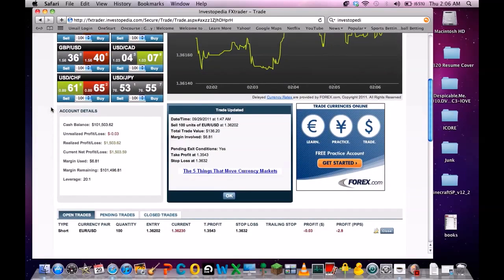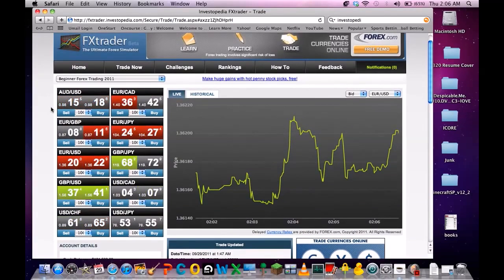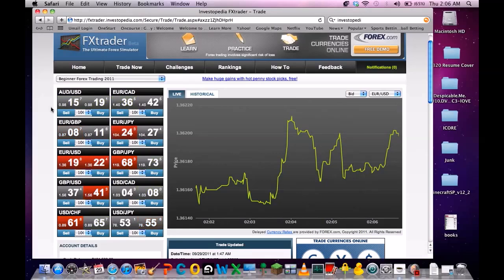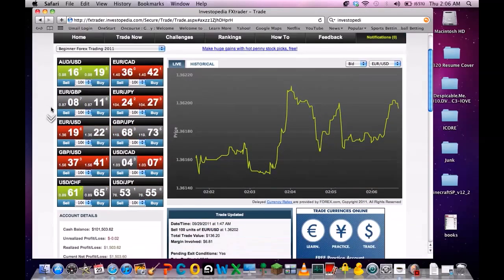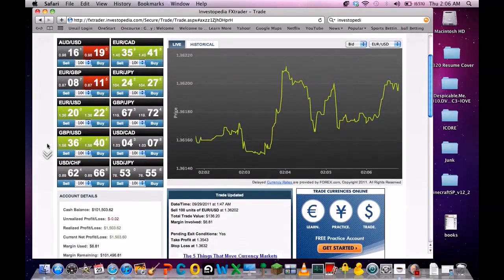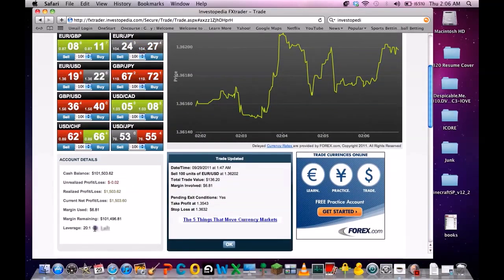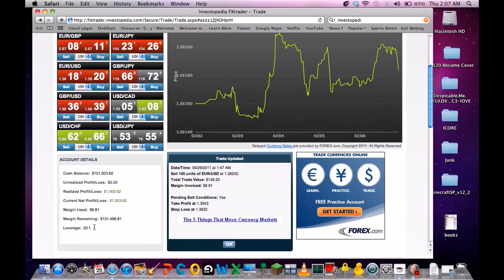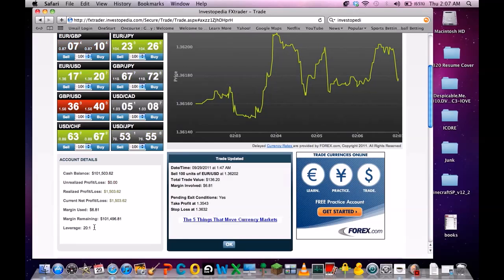I also would advise you to keep your leverage low if you ever really do start trading real money in the Forex. What that means for you people that don't have a business background is leverage is basically the amount of money you can borrow based on the money you have. So here it looks like my leverage is 20-to-1. So for every dollar I put in, or obviously this is fake, but if it was real, for every $1 I put in, I could borrow up to $20 to trade with that.